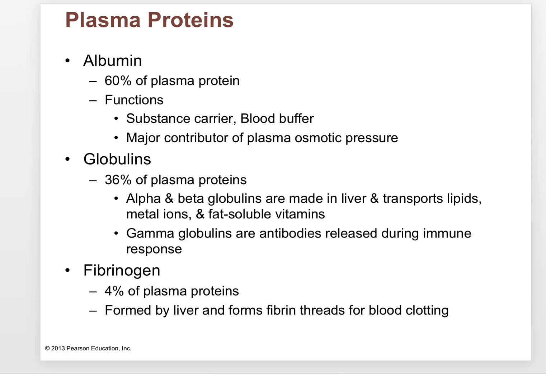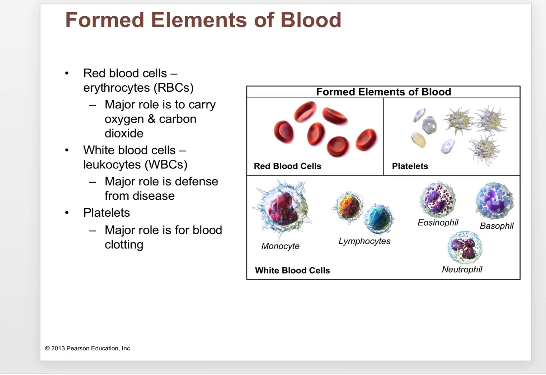Globulins are antibodies that release an immune response, and these are found in the blood plasma. There's alpha and beta globulins and gamma globulins. Fibrinogen is also in the blood plasma. It's formed by the liver, and it comes into play when there's blood clotting. It helps to clot and stop bleeding from a tear in the blood vessel.